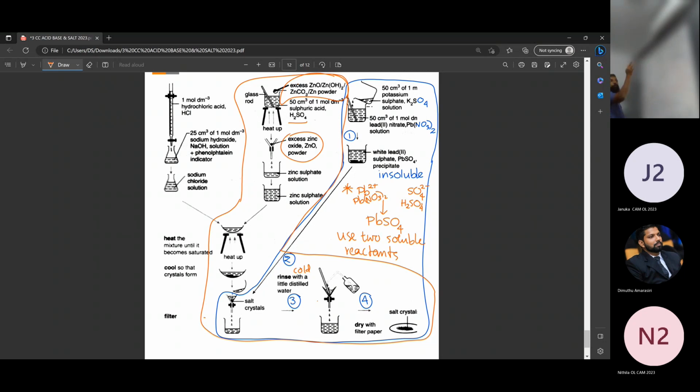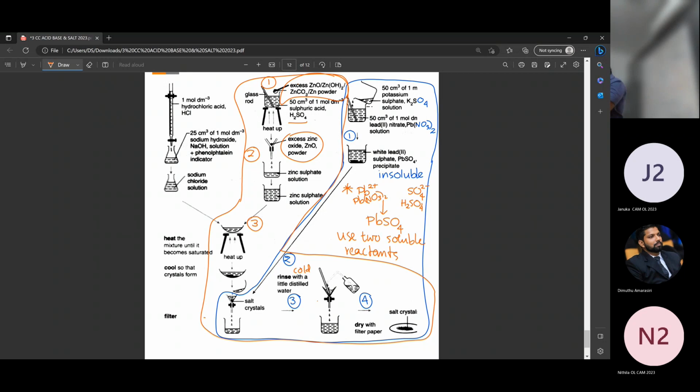You have to filter it first. That is not your salt. That is to discard the excess base, which is insoluble. So reaction is the first step, and filtering and getting rid of excess base is the second step. Third step, that's an extra step. It's a soluble salt, it's in the solution. You have to get it crystallized. Therefore, you have to heat until the crystal saturation point to get the crystals.